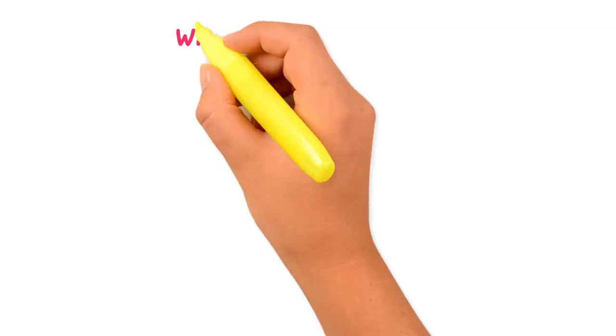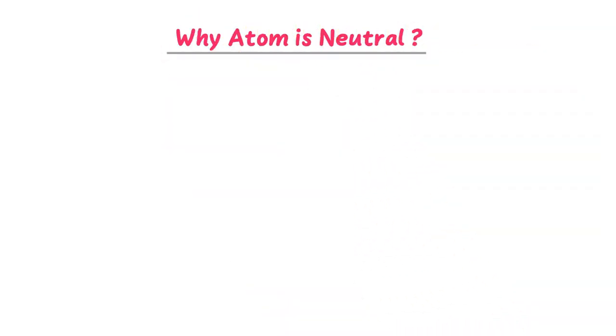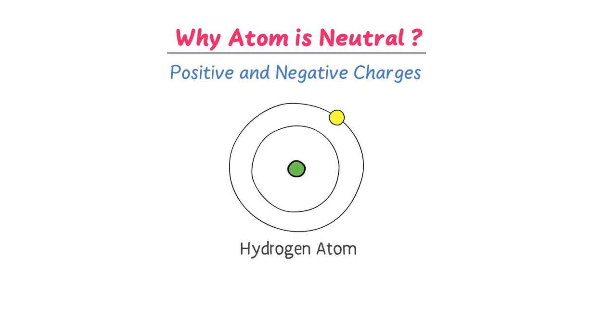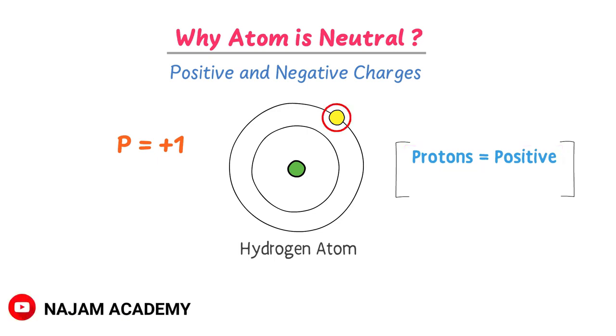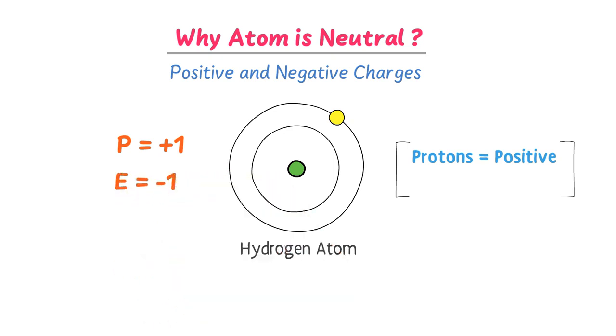Firstly, let me teach you why an atom is a neutral particle even though it contains positive charges and negative charges. Well, consider an atom of hydrogen. If you count the number of protons in it, you will get one proton in a hydrogen atom. So I write P is equal to positive 1. Remember that protons are positively charged particles. Now if you count the number of electrons in it, you will get only one electron in a hydrogen atom. So I write electron is equal to negative 1. Remember that electrons are negatively charged particles.